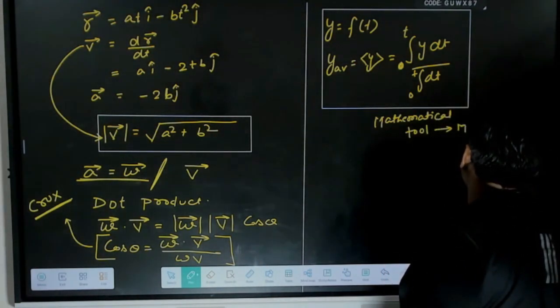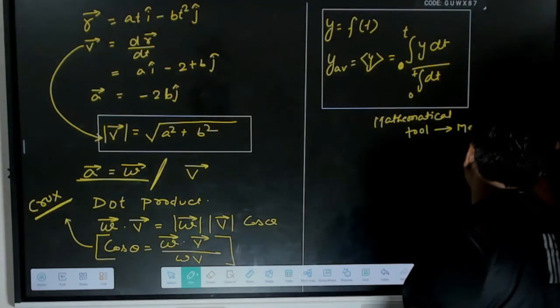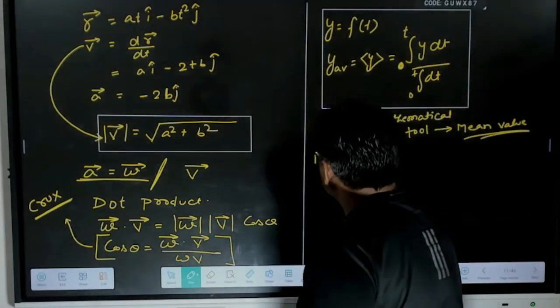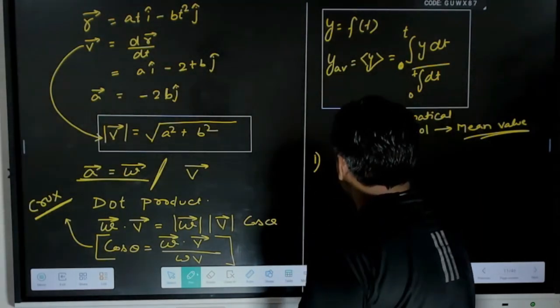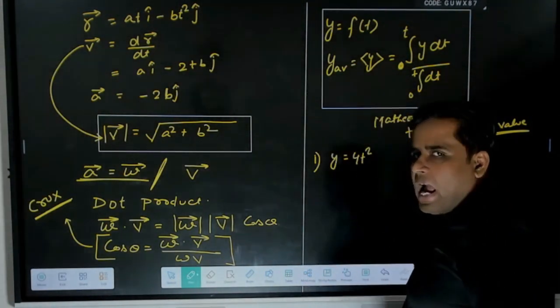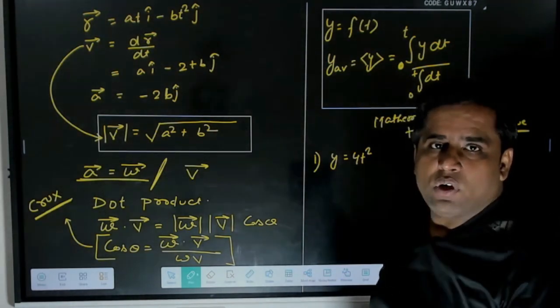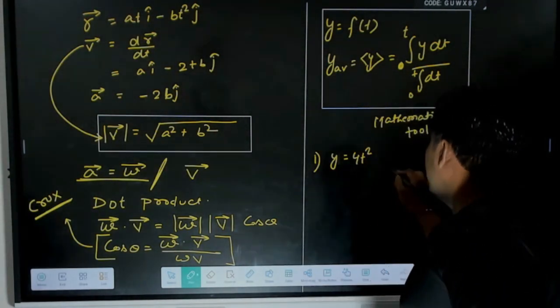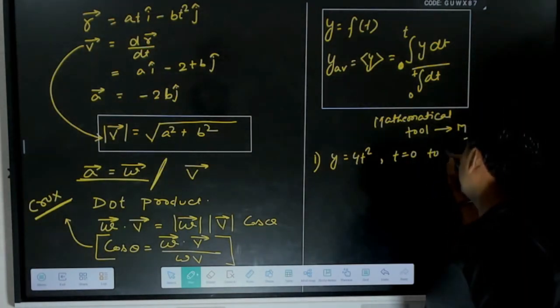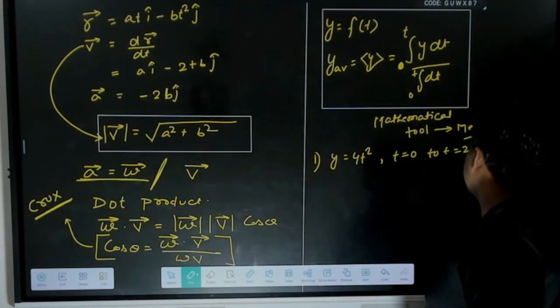Now, someone from you may ask, sir, can you please give some example? I will say yes. I am giving you one example. y has been given as 4t squared. I am telling you to find the average value of y within the limit of t equals 0 to t equals 2 seconds.